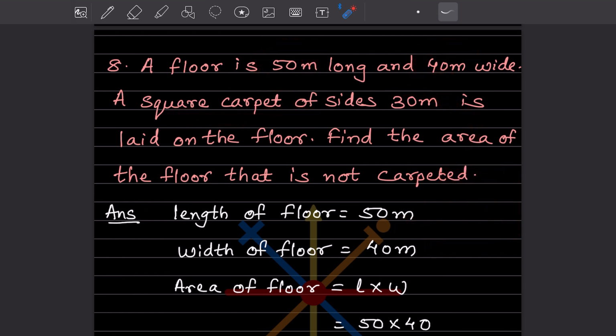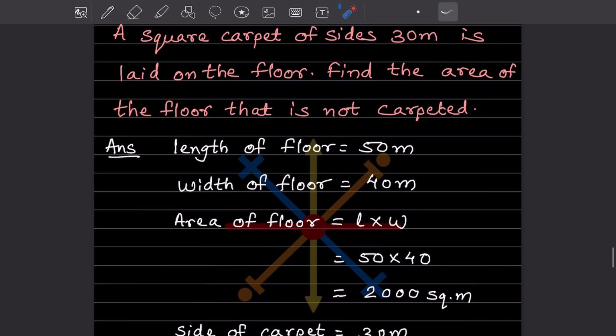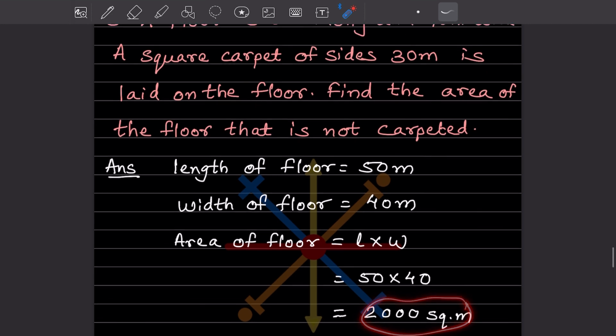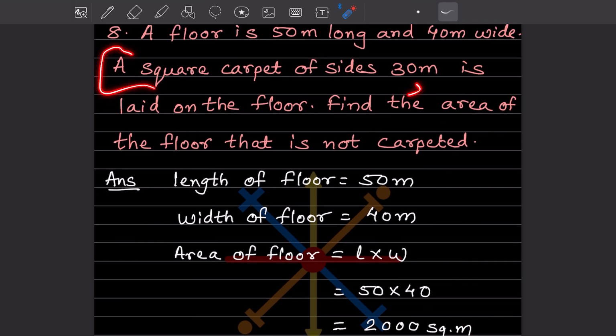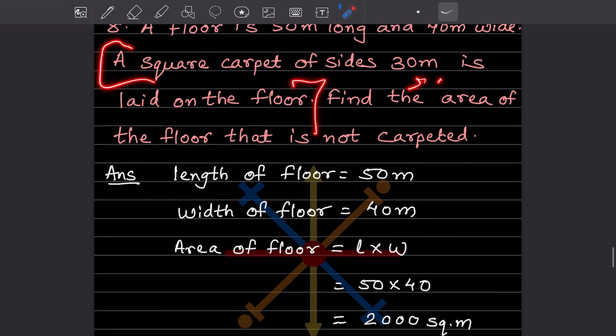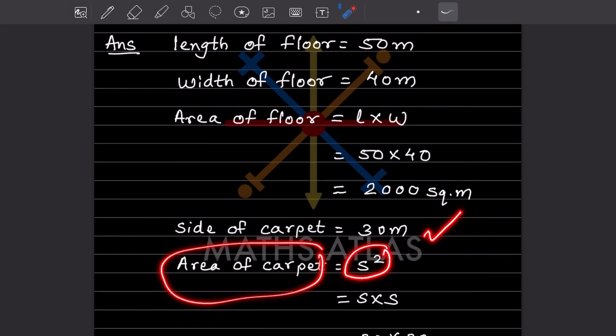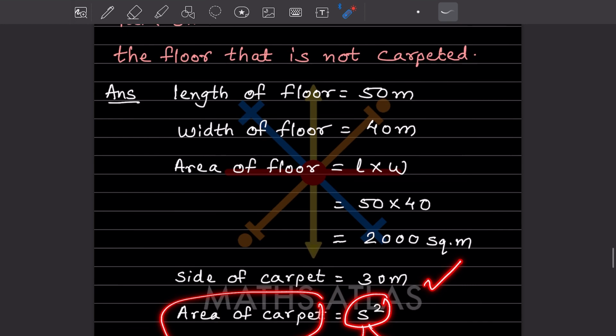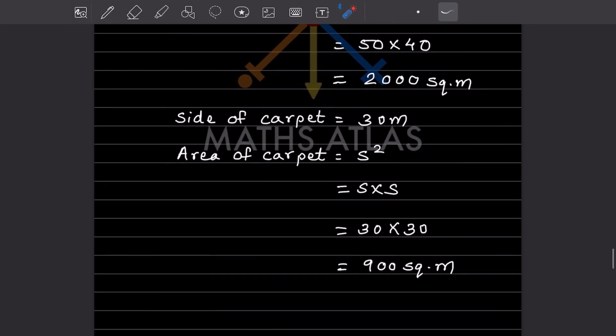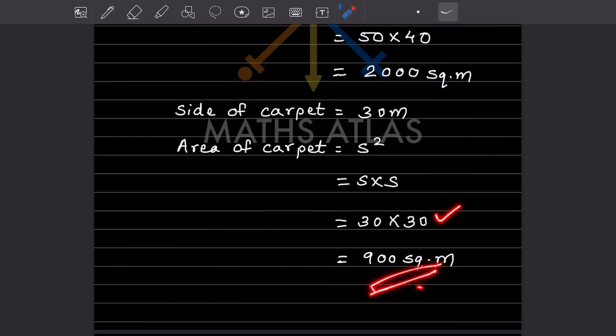So now what will you do? First we'll think about the rectangle, that is the floor, the first sentence. Length of floor is 50, width of floor is 40. So you will find the area of floor first, that is length into width. That is 50 into 40, and that is 2,000 square meter. Now what did they say in the second sentence? A square carpet of side 30 meter is laid on the floor. So side of carpet is 30 meter. Area of carpet is side into side, so 30 into 30, that is 900 square meter.